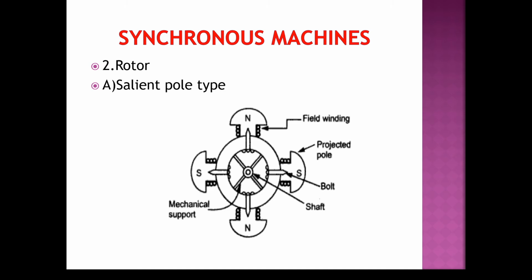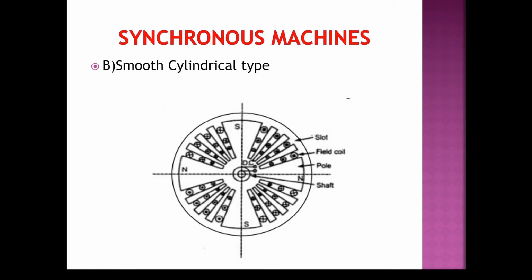The pole face is given a specific shape, and the field winding is provided on the pole shoe. These rotors will have large diameters and small axial length, and they are preferred for low speed alternators ranging from 125 rpm to 500 rpm. The prime movers used to drive such rotors are generally water turbines and IC engines. The second type of rotor is the smooth cylindrical type rotor. This is also called the non-salient type or non-projected pole type of rotor.